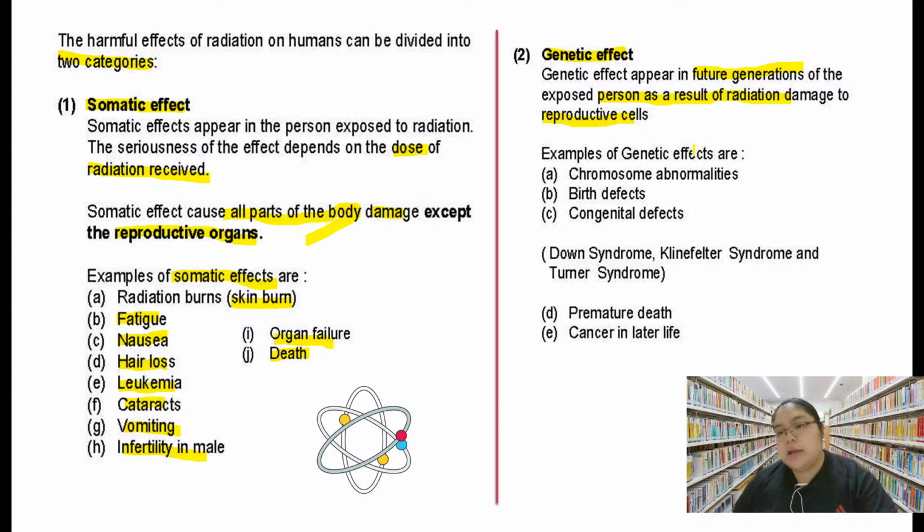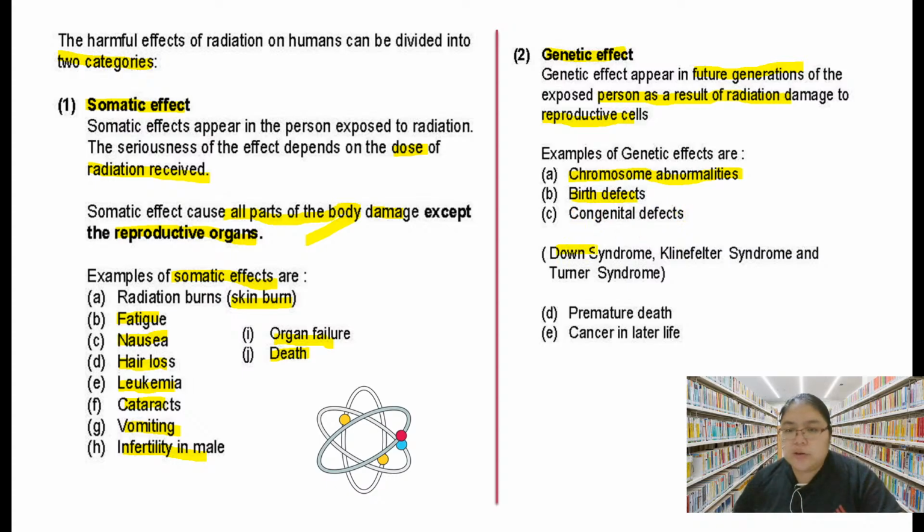Okay, they will affect the generation. For example, we have chromosome abnormality, such as Down syndrome. Why does the baby have Down syndrome? Why does that one not have it and this one has? Maybe. This one we do know, but it cannot be explained. After that, maybe the birth defect, maybe the congenital defect.